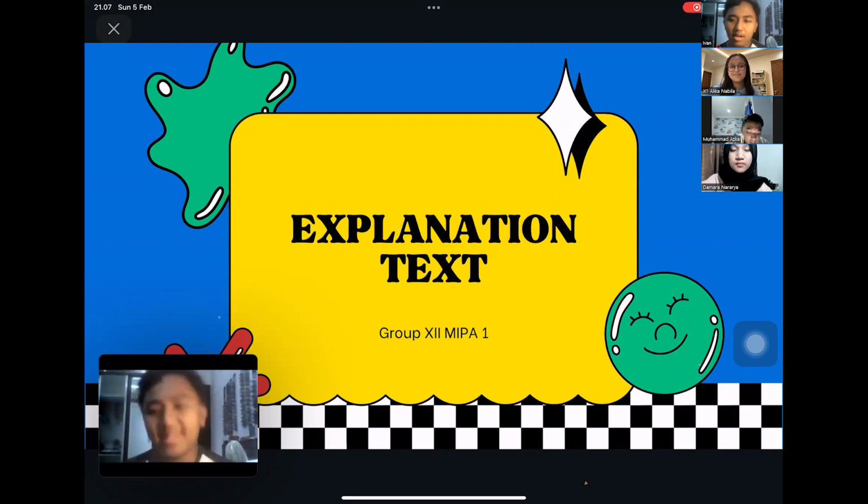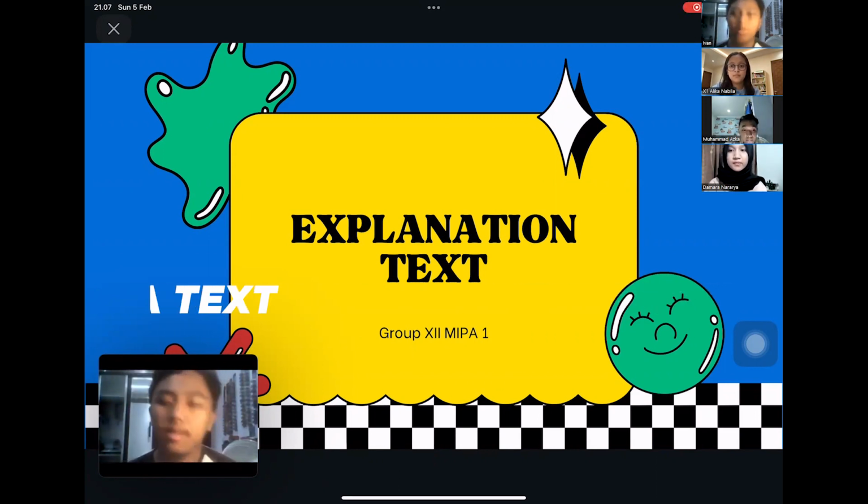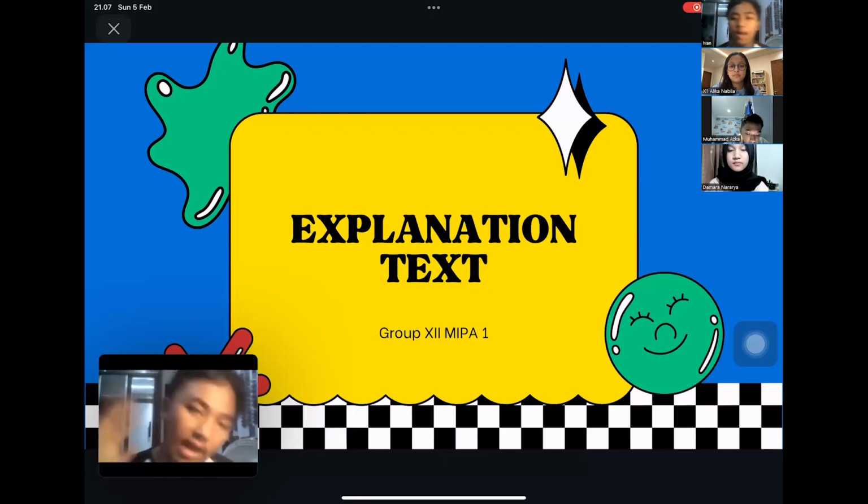Explanation text. Of course, we often hear it from our daily life, especially students. Two main words, explanation and text. So what are they?